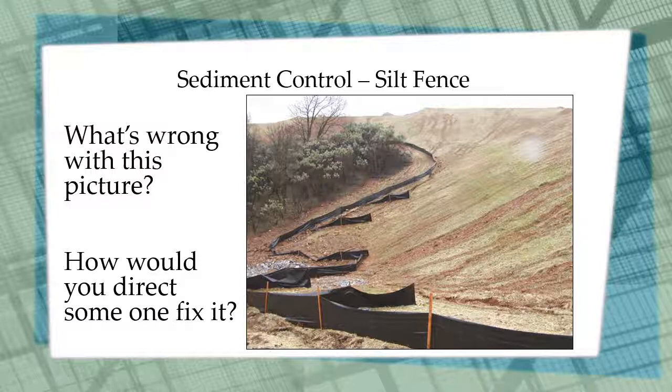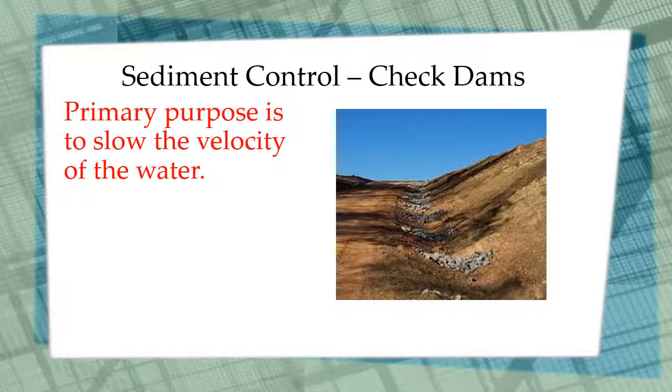On the left, about halfway up the picture, it looks like someone's tried to use the silt fence as a couple of check dams. This is the wrong application for silt fence. Silt fence is not intended to be used in concentrated flows. Check dams are an excellent sediment control BMP to be used in ditches and swales. The primary purpose of check dams is to slow down the velocity of the water while ponding the sediment behind the check dams.